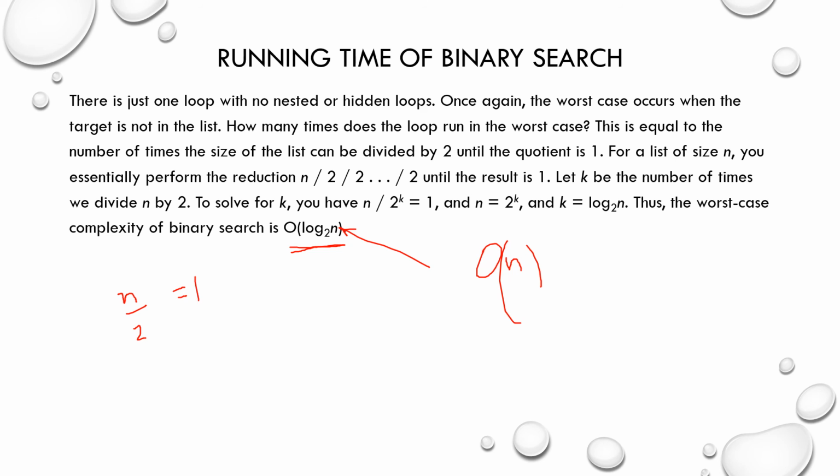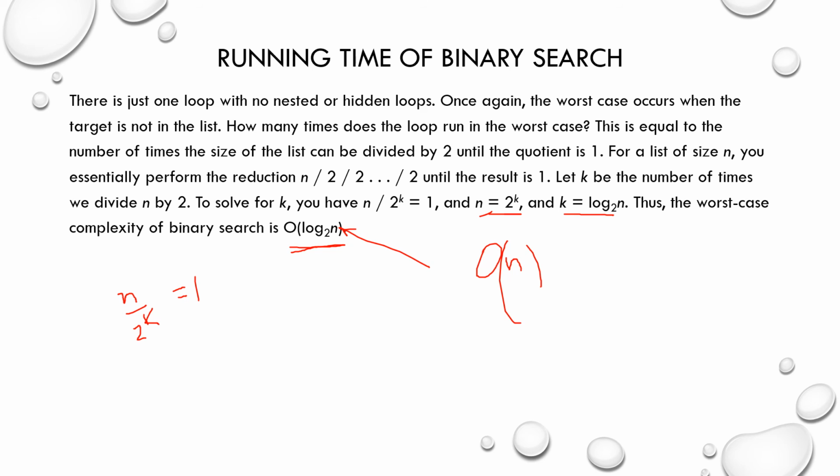Let's say we perform this k times. Then n upon 2 raised to power k will be equal to 1, so n will be equal to 2 raised to power k. Taking log on both sides, we get k. k is the number of times the loop will run, and we get log n. Hence the worst case running time of binary search is order of log n.